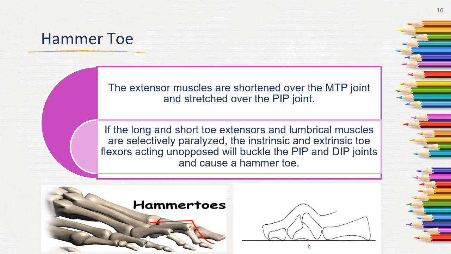As you can see in the diagram, what do we mean by hammer toe? Hyperextension of the MTP, flexion of the PIP, and again extension of the DIP.